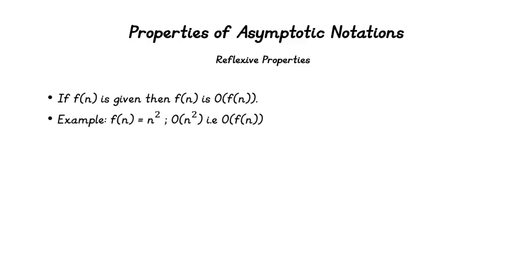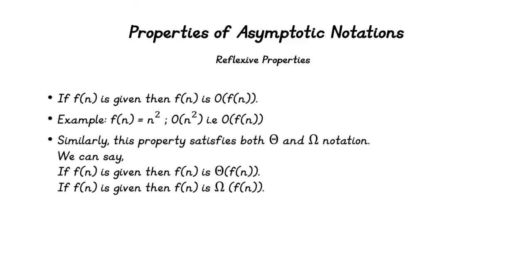Here, if f of n is given, then f of n is big O of f of n. For example, if f of n is n square, then it is big O of n square, that is big O of f of n. This property is also satisfied by both theta and omega notation.